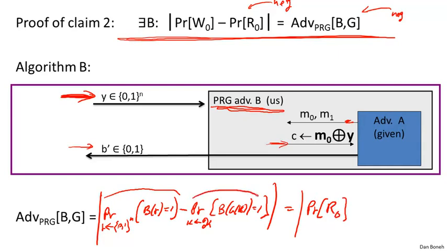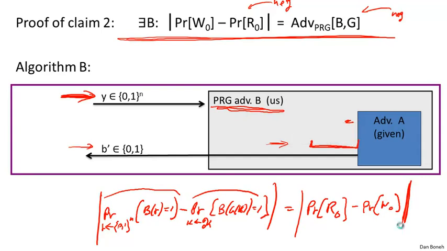Now, what can we say about the next expression? What happens when B is given a pseudo-random string Y as input? In that case, this is exactly experiment 0 in the true stream cipher game, because now we're computing M0 XOR G(K). So this is exactly W0. That's exactly what we had to prove. So it's a kind of trivial proof.